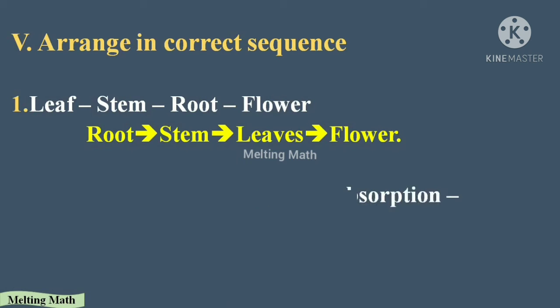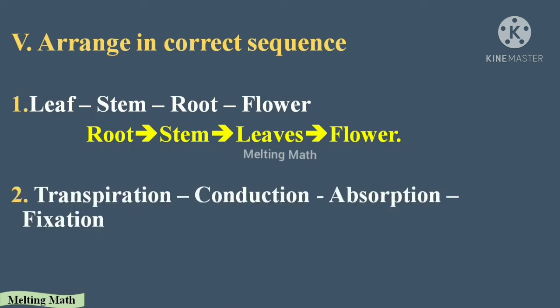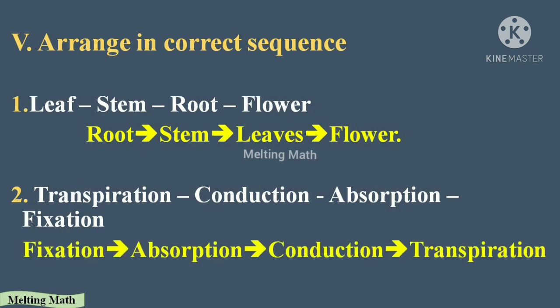So next see the second one, transpiration, conduction, absorption, fixation. It's in the irregular arrangement. Let's correct it. First fixation. Fixation is when we fix the plant in the ground, that's a fixation. After that fixation, when we pour the water, it absorbs water and the minerals. Okay, that's called the absorption.